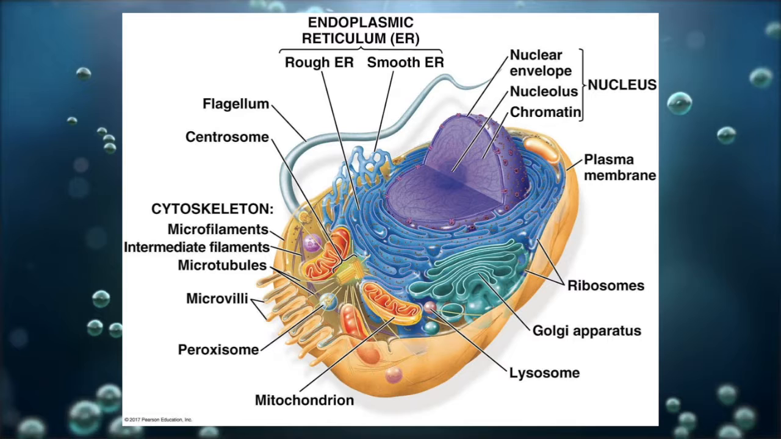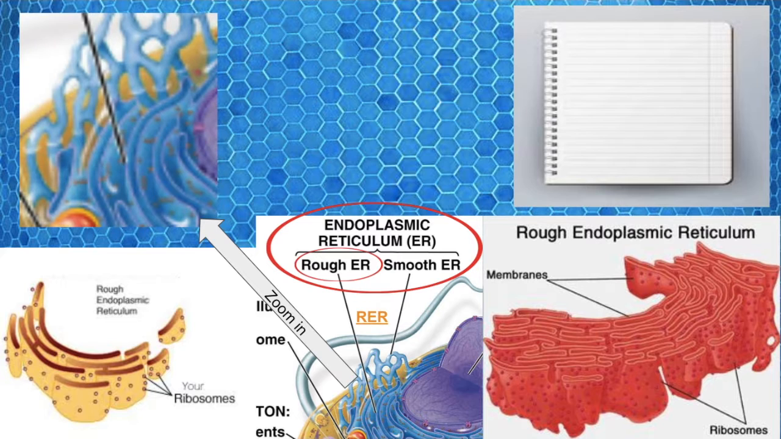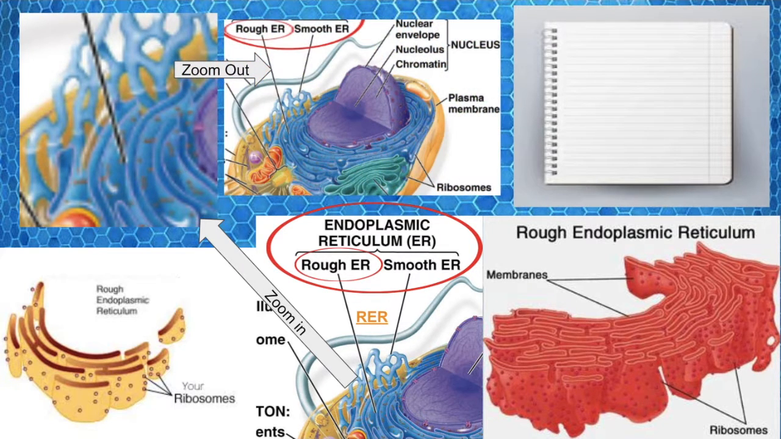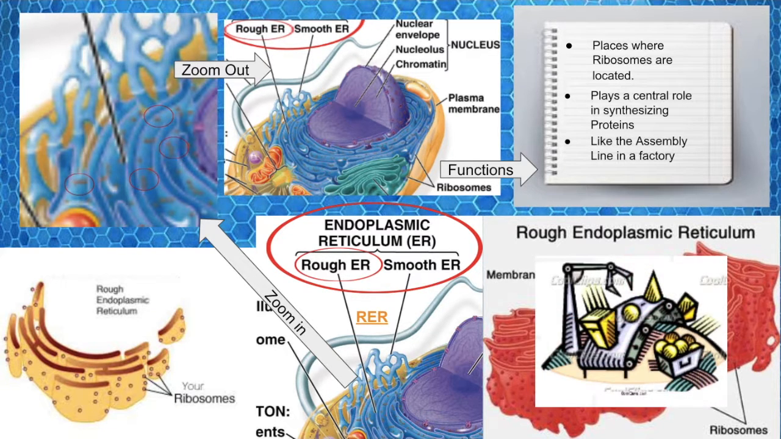Next is the endoplasmic reticulum, or more specifically, the rough endoplasmic reticulum. The rough endoplasmic reticulum can be abbreviated to just RER. On its surface, you can see rows of knobs, which you should recognize as ribosomes. Basically, the RER is where the ribosomes are located. So obviously the RER plays a central role in synthesizing proteins. Think of it like the assembly line in a factory.